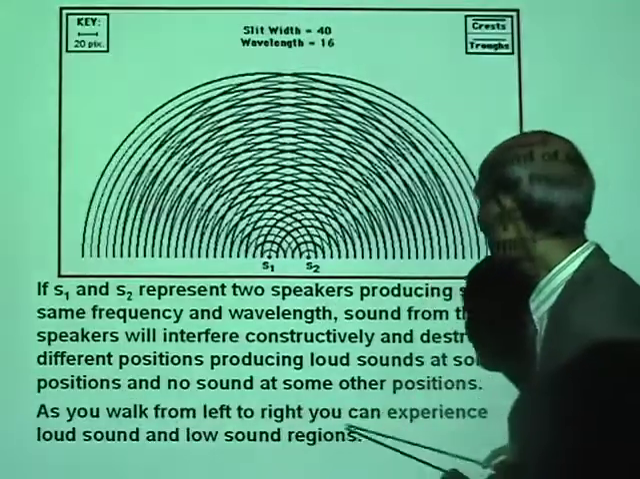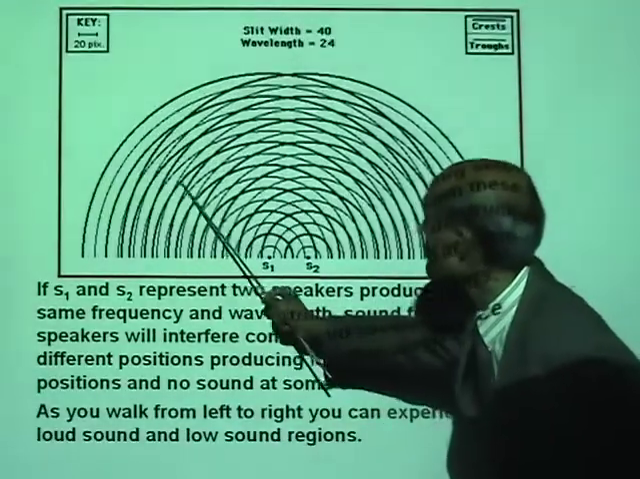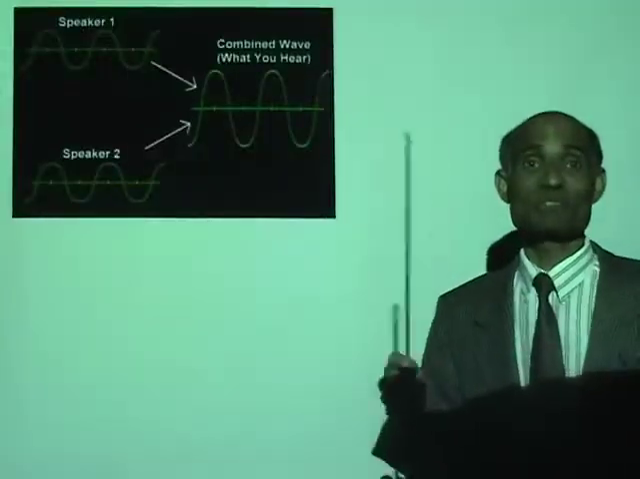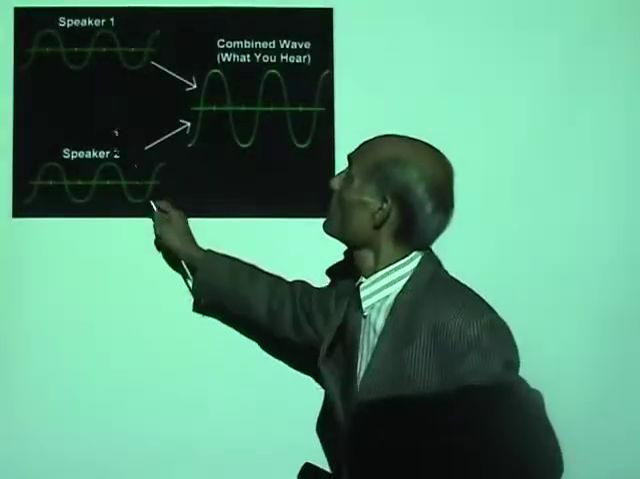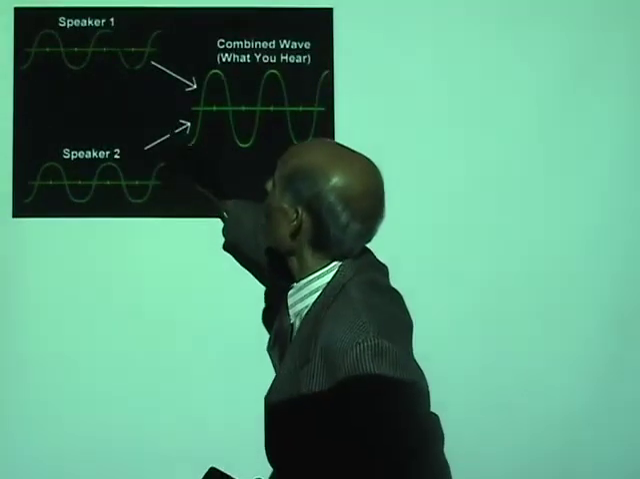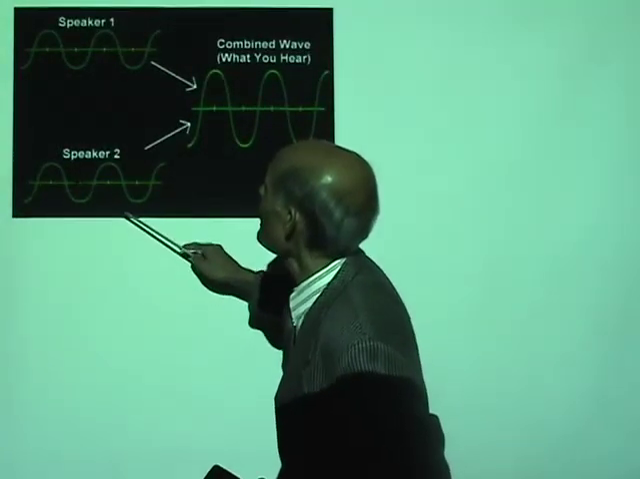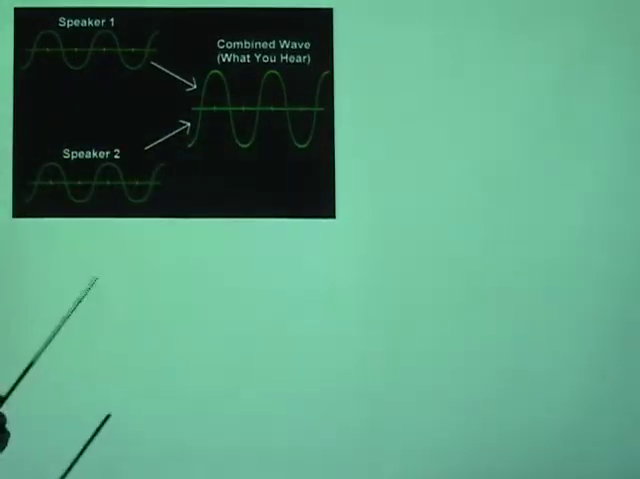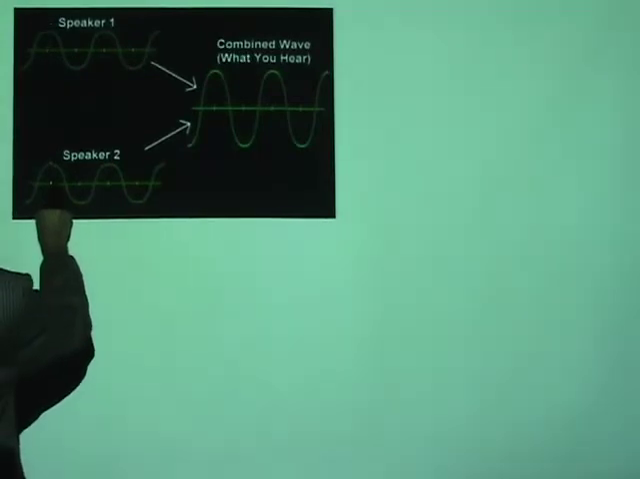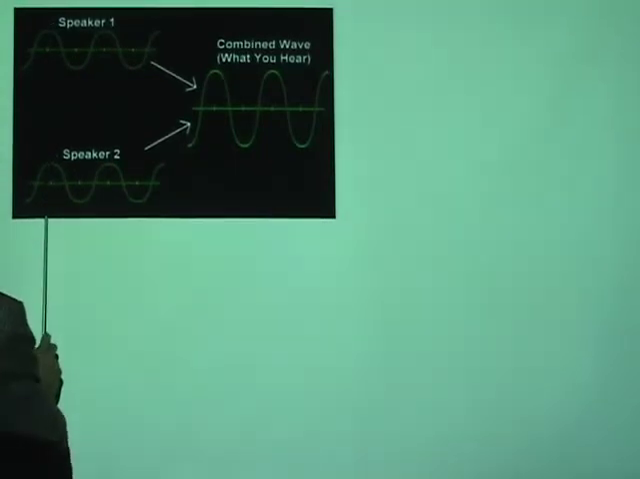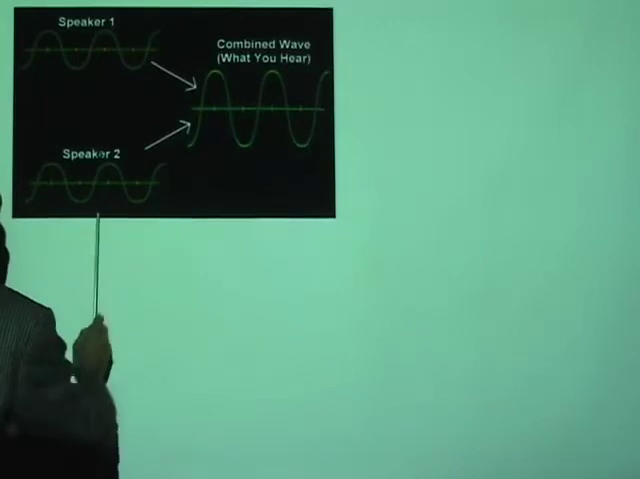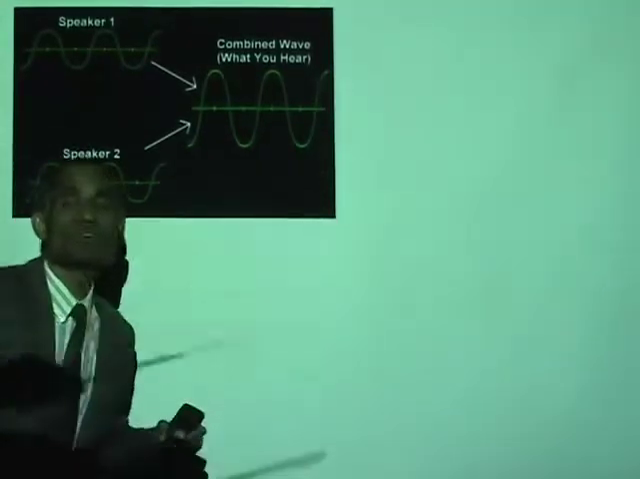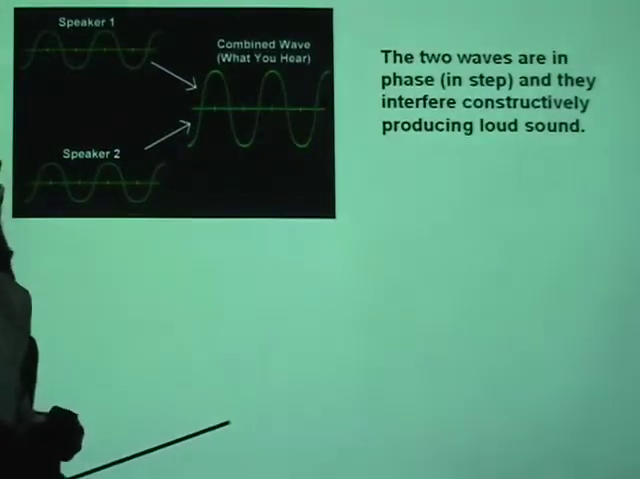As you walk from left to right, you can experience loud sound, no sound, loud sound, no sound, and so on. This is the wave from speaker 1, and this is the wave from speaker 2. Tell me, are they in phase or out of phase? Look at this. The compression falls on compression, rarefaction falls on rarefaction. You get a much bigger wave, you hear a loud sound.